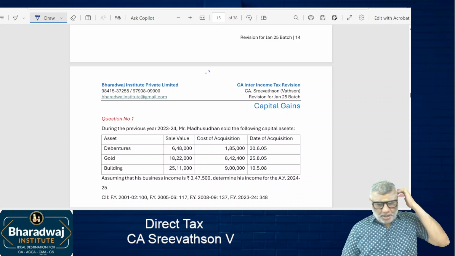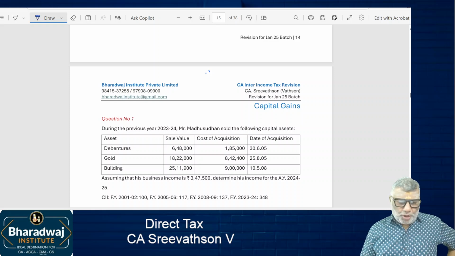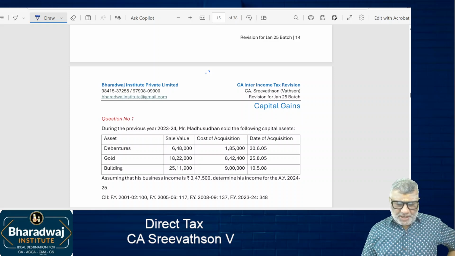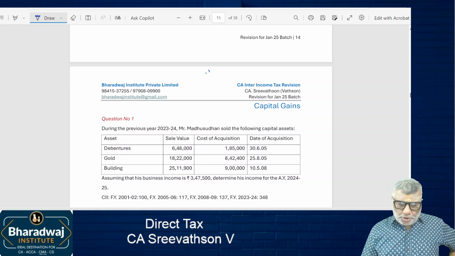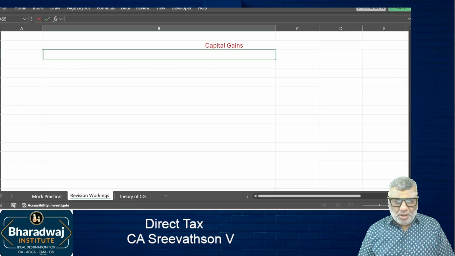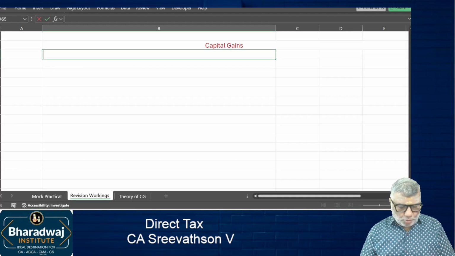During the year, Mr. Madhusudan sold the following capital assets: sale value, cost of acquisition, date of acquisition. Debentures, I don't worry. Gold, 2005. Building, 2008. Assuming that his business income is 347, determine his income. Okay, let's do the computation first and then total income.